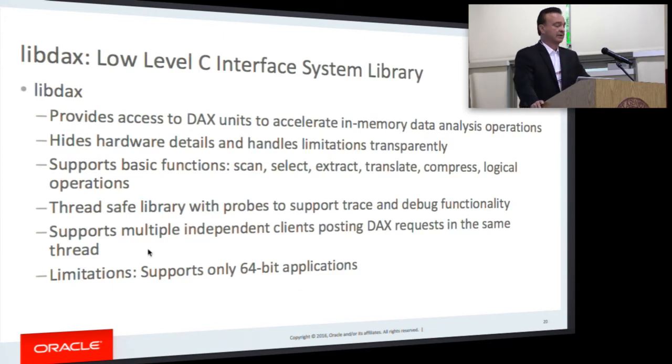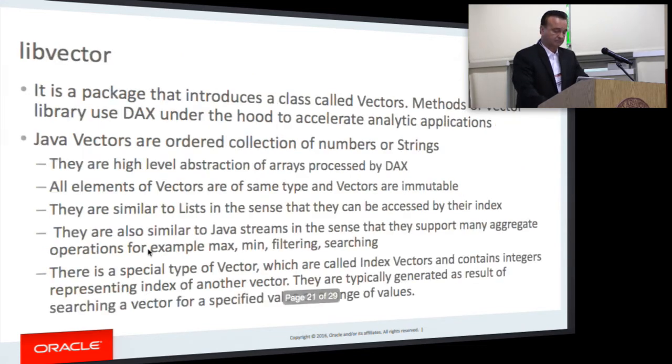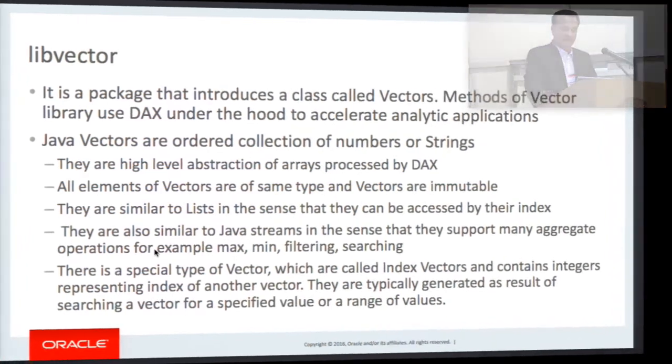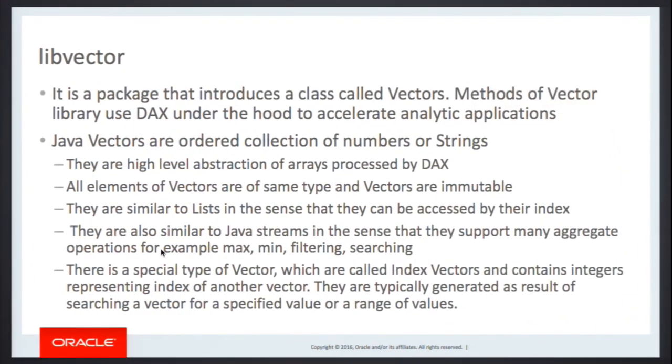So the libdax library is the very low level C interface, and it does all the DAX functions that I talked about. It's thread safe, and it supports multiple different clients. libvector is a higher level package, performs higher level functions. It's used many times with Java streams and Java vectors.